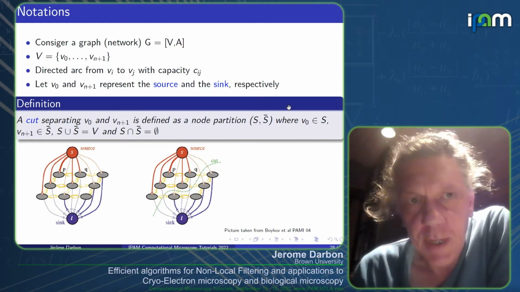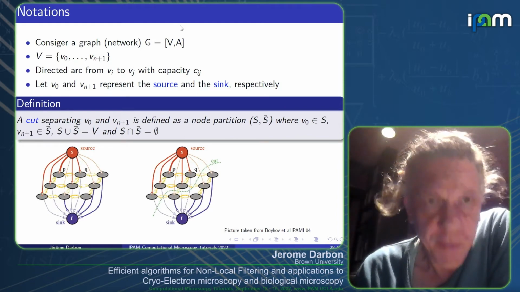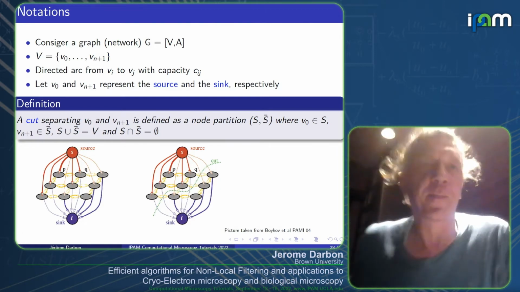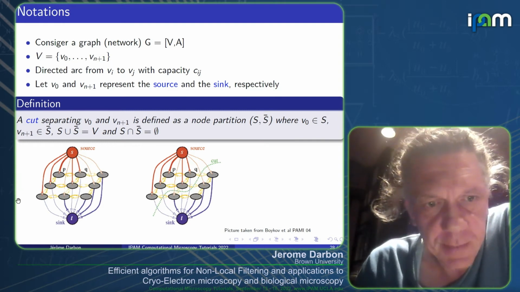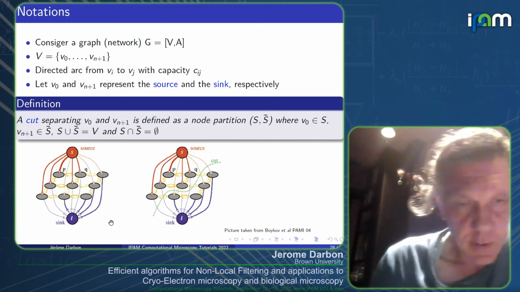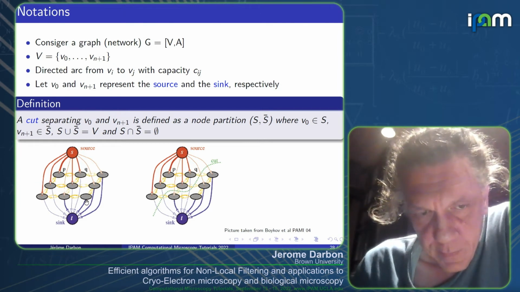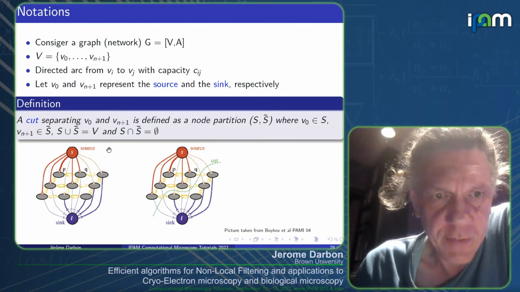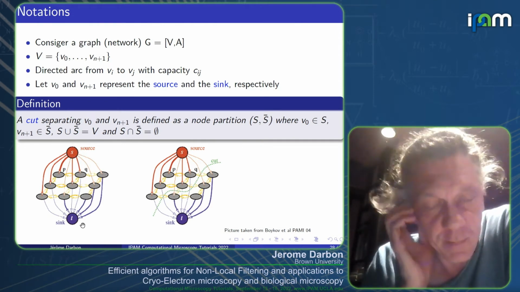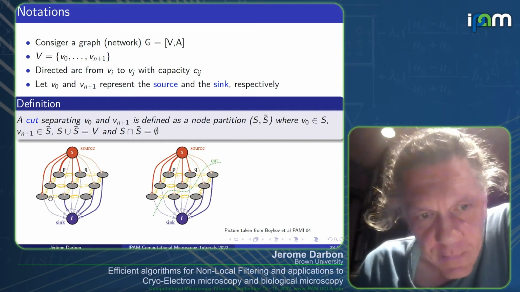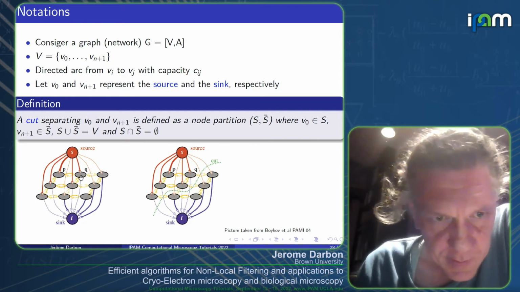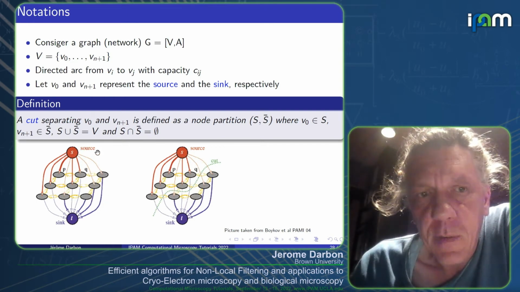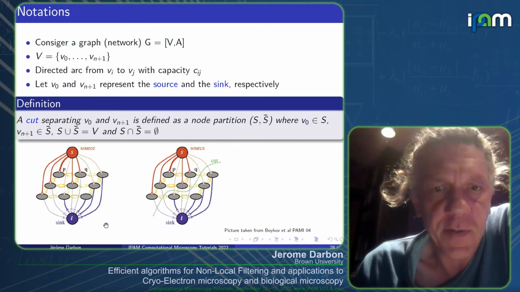So the concept that I want to introduce here is the concept of a cut in a graph. I think it's better to simply look at the pictures below. You are given a graph with some nodes in gray, and we have 2 special nodes. One red that we call the source, one blue that we call the sink. And we have edges that connect the nodes. Now, the source and the sink are 2 special nodes.